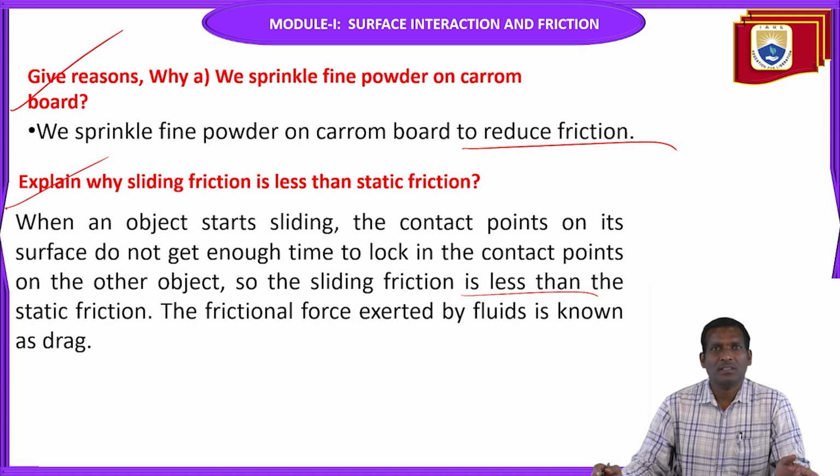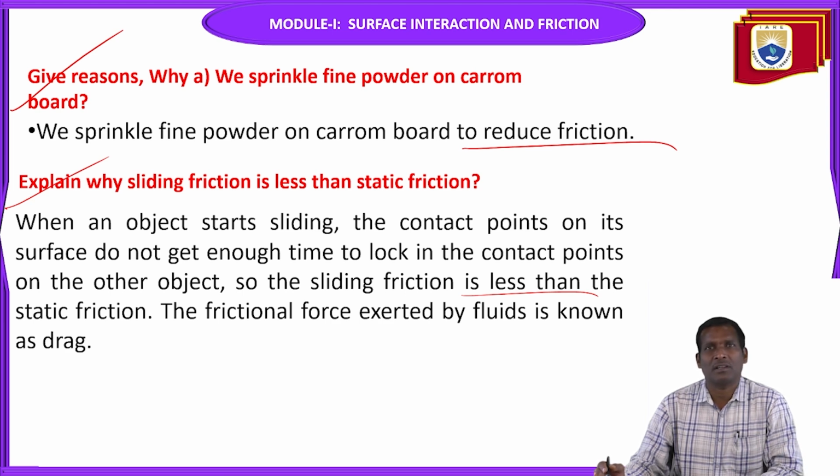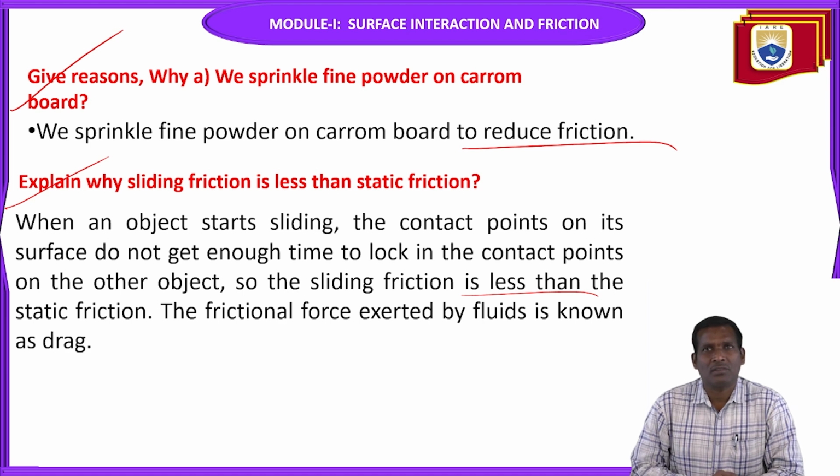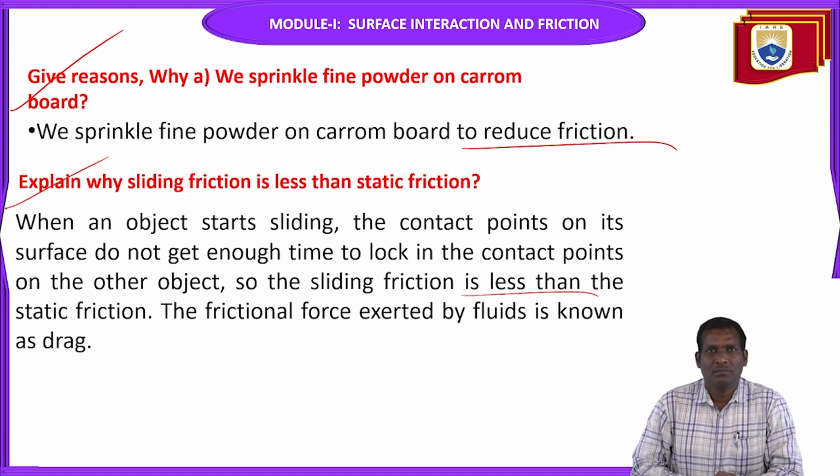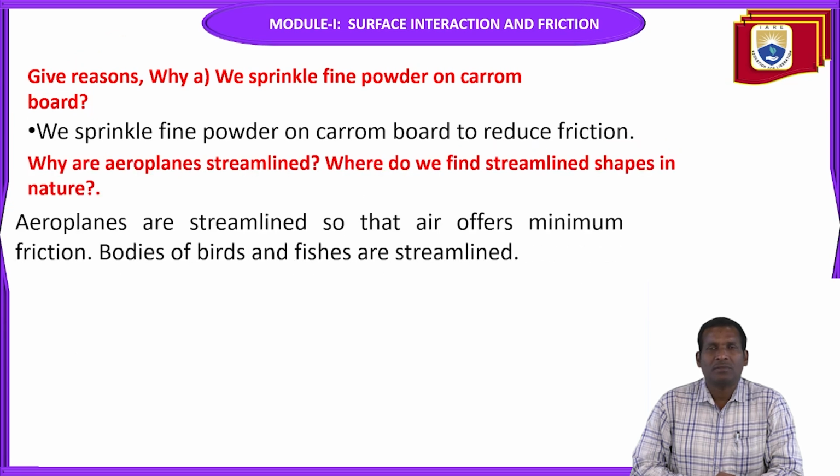Whenever an object starts sliding, the contact points on its surface do not get enough time to lock in with the other contact points. This does not occur in the case of static friction, which is why sliding friction is less than static friction. Next, give reasons why we sprinkle powder on a carom board. We have already studied this, so it is a repeated question.